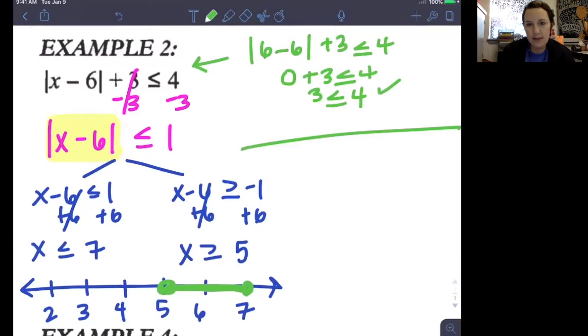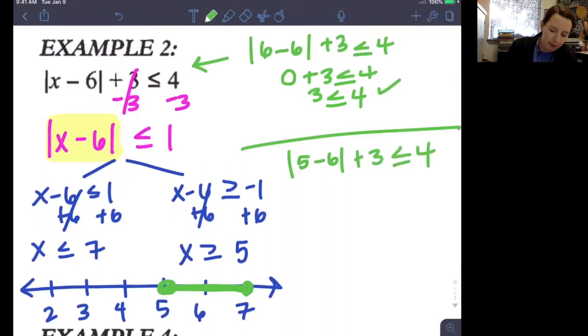Since this graph has solid points for the endpoints, I can plug in a 5 and a 7, and I should also get a true statement. So I'm going to just choose one. I'm going to plug in the 5. So 5 minus 6 is inside the absolute value. I have a plus 3 less than or equal to 4. So 5 minus 6 is negative 1.